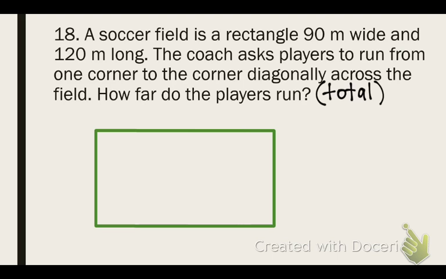All right, so the length, the longer side, would be 120, and then the width would be 90. It says the coach asks the players to run diagonally from one corner to the other corner. How far do the players run? So we want to find the length of our third side given two sides. Will we use trig ratios or the Pythagorean theorem? Pythagorean theorem.